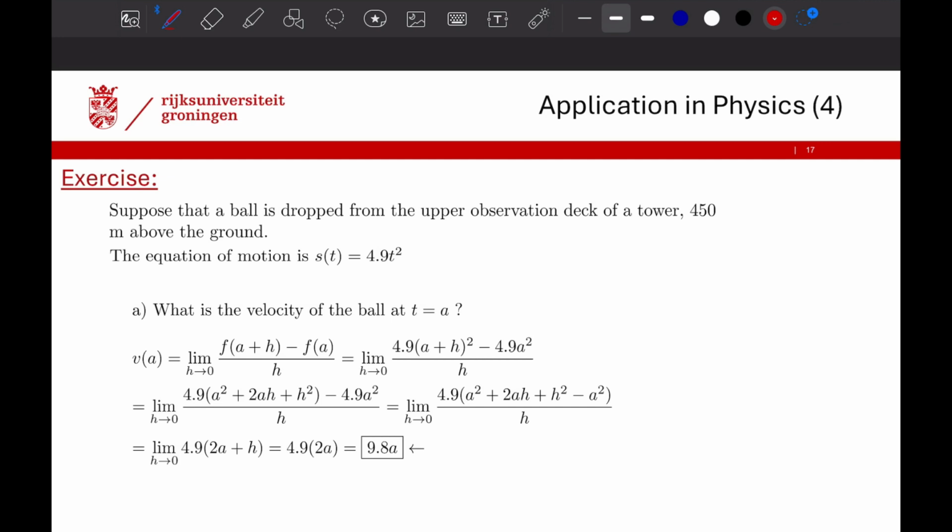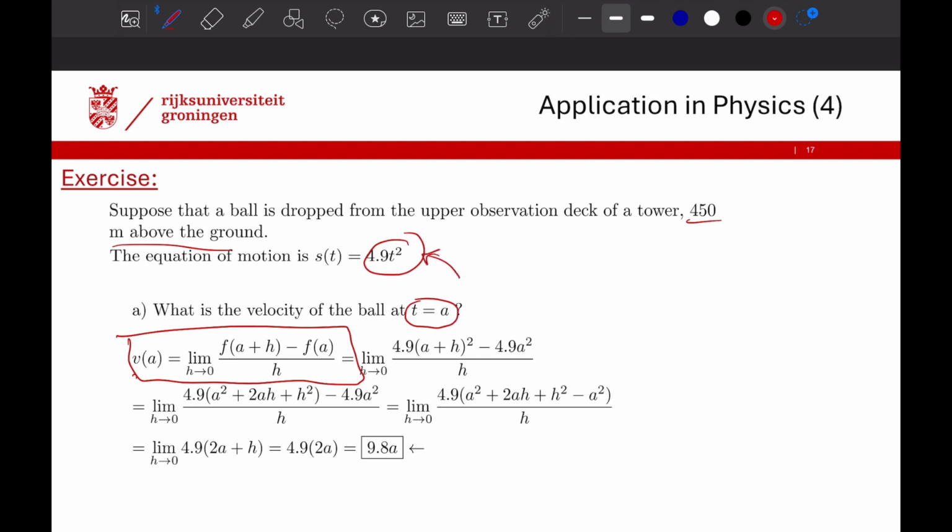So now we have an exercise just to put this into practice. Suppose that a ball is dropped from a tower 450 meters above the ground, and we have this equation of motion. We want to know what the velocity is at any time point. So we say at an arbitrary time point A, we just apply the definition. The instantaneous velocity at that time point is going to be equal to the limit as h approaches 0 of f of A plus H minus f of A over H. So now it's just a matter of plugging in.